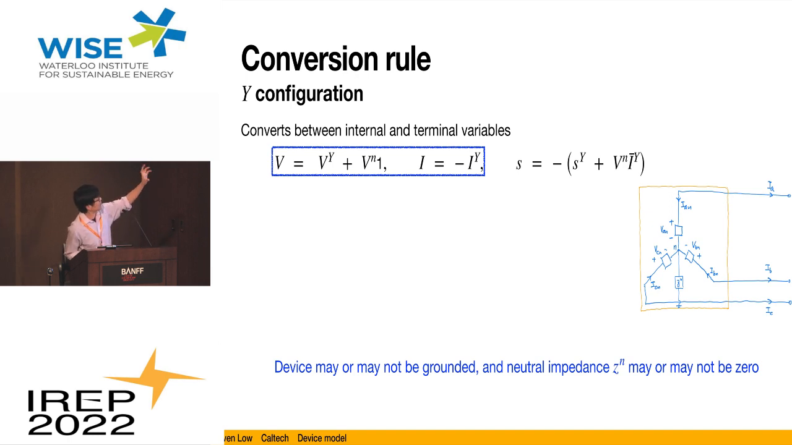So, therefore, you have a very simple relationship between the terminal voltage V and internal voltage V_Y, and similarly for the current. Okay? So given one, you can figure out the other. And the power, again, you can take the component-wise product, V I conjugate, and you get the power. So ignore the power. Okay, very general.